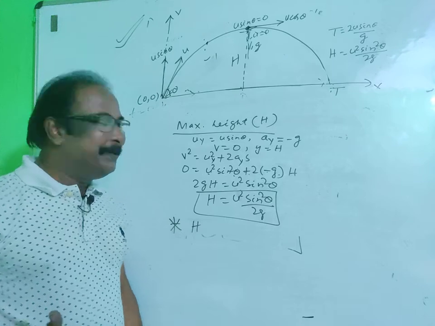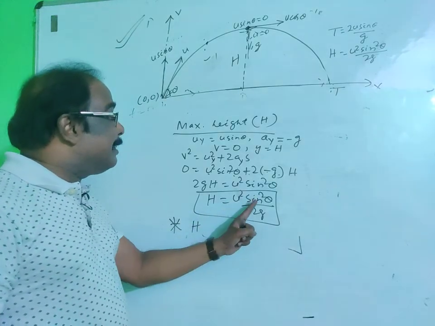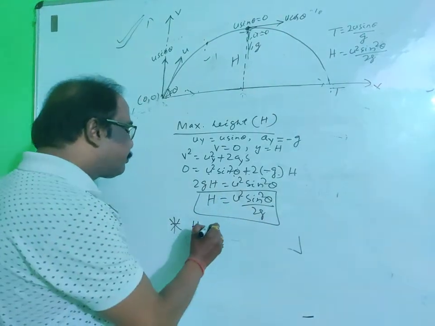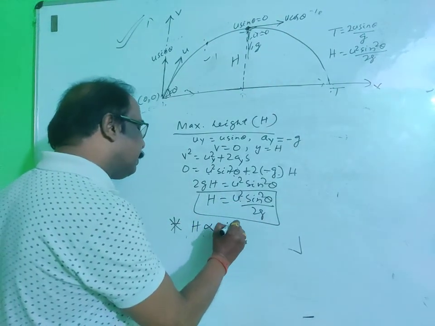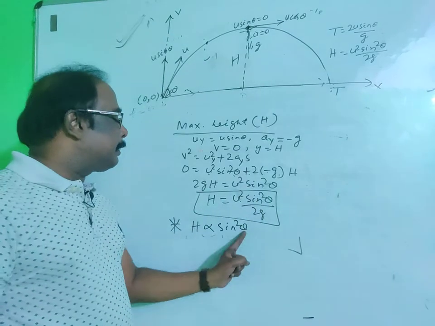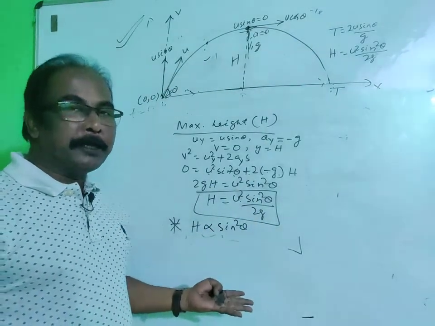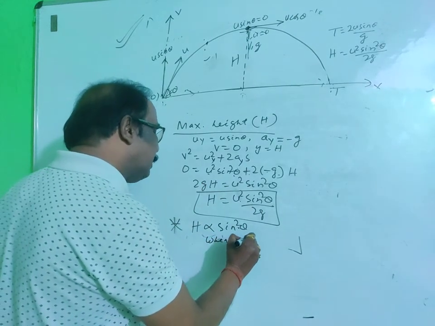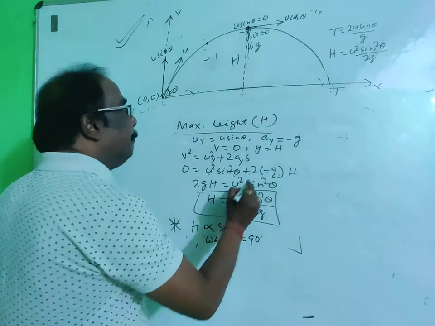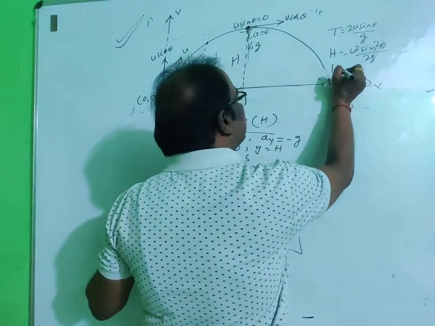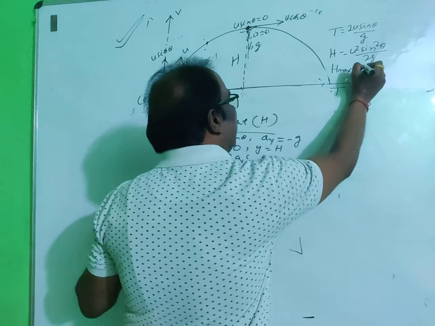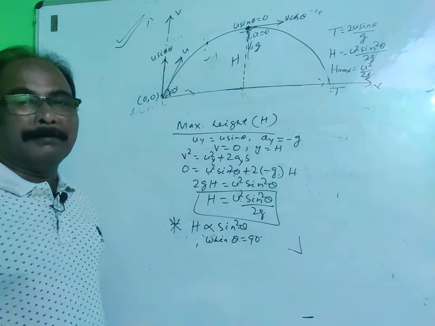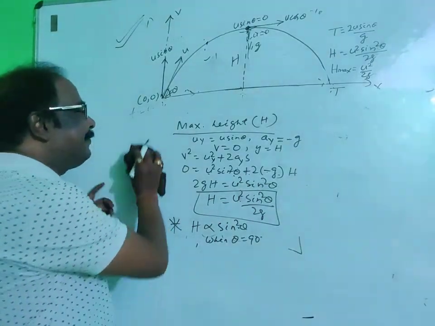Yes, by increasing u, maximum height can be increased. But if u is constant, without increasing speed, h is directly proportional to sin square theta. If sin square theta is maximum, then height is maximum. And sin square theta is maximum when theta is 90 degree, means maximum height can be attained if theta is 90 degree, and that will be equal to u square by 2g, since sin square theta is 1. Okay, so this is maximum height.